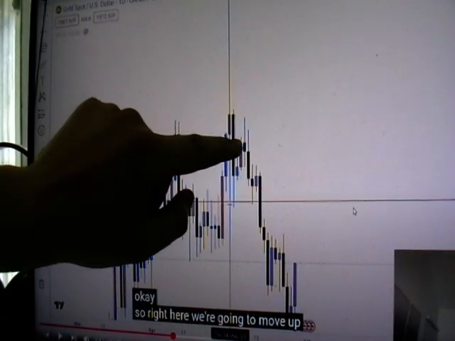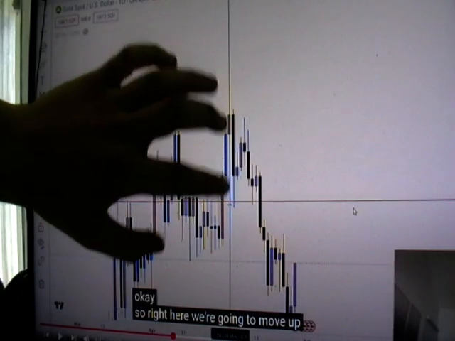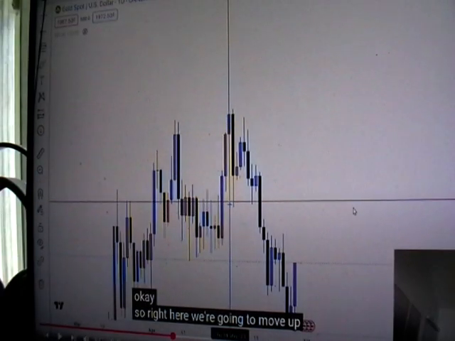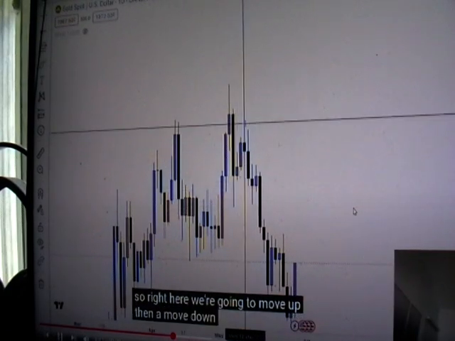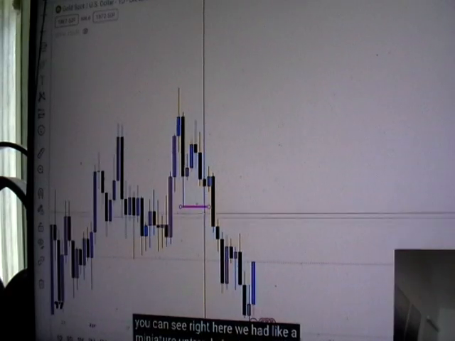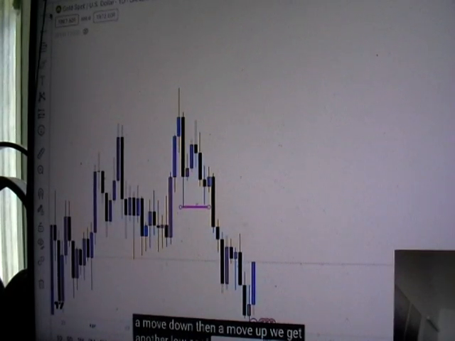This right here, this candle closing below this high, is the break of structure, right? And then you could place a trade right here. Would that work? Then a move down, then a move up. Okay, perfect. We made a low right here. And as you can see right here, we have like a miniature uptrend. Okay, we come down, get a move down, then a move up. We get another low. Cool.